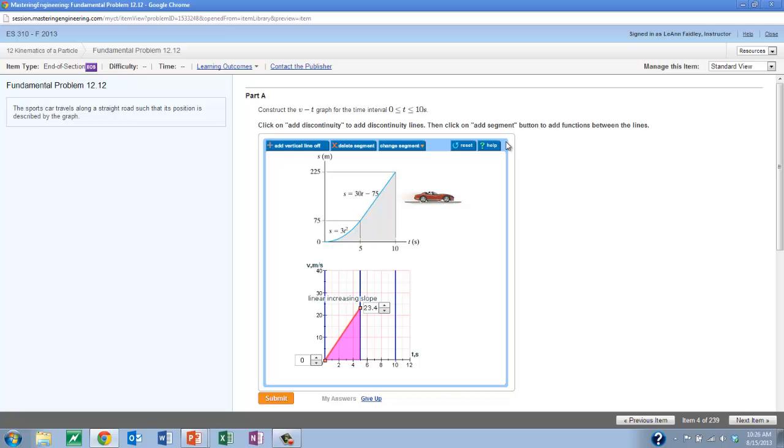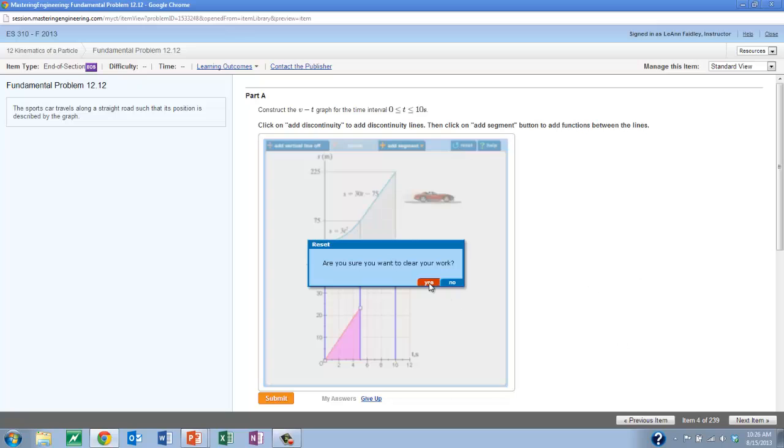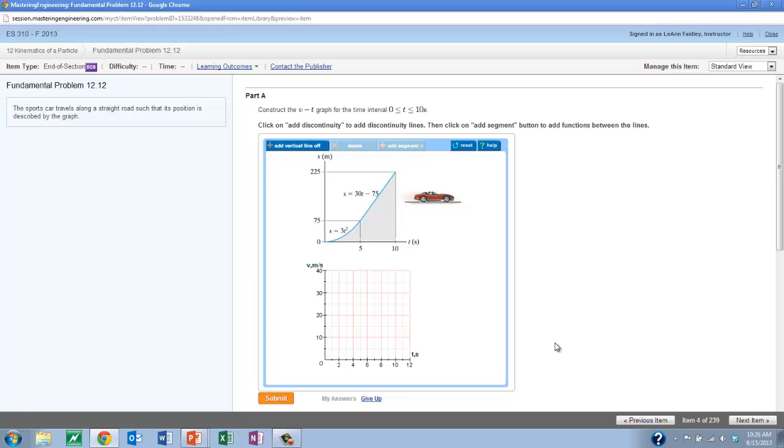Here it is. We'll reset it since I was playing with it before. Alright, so here's our problem. If we look at the graph, we'll notice there's 2 regions to this graph, right? There's the first region where we have a quadratic function, and the second region where we have a linear function. So the first thing we want to do is set up 2 regions in the V versus T graph. To do that, we're going to add vertical lines.